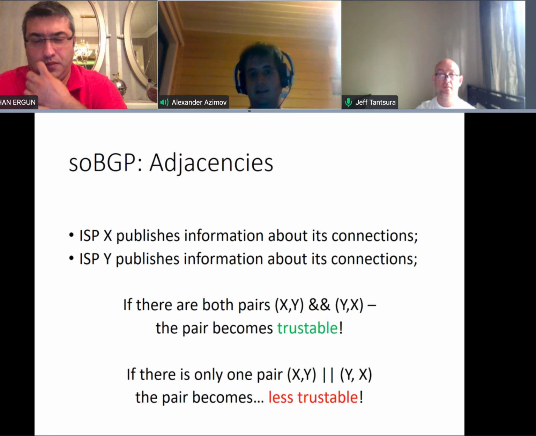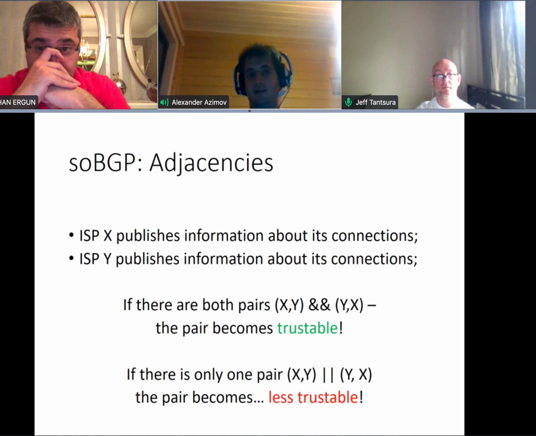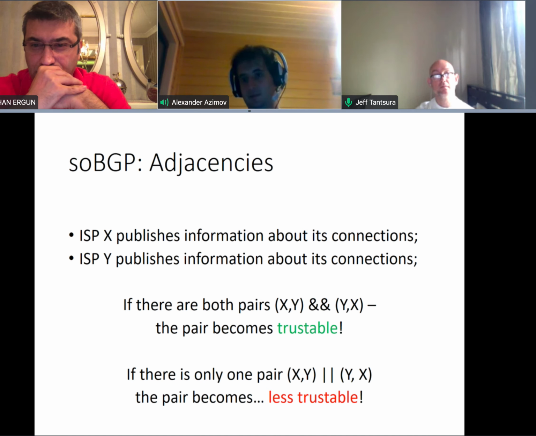The idea was that we would use some external information about links that do exist in reality. So networks will sign in some database. The original idea was that it would also be done in BGP, but let's say it will be some kind of external database where one network says that it has a link with another network. If the other network also says that it has a link with network XY, we can say that this pair is trustable.